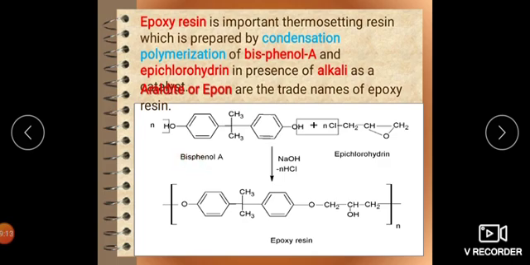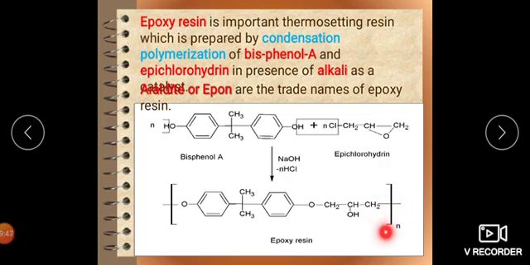After that, third step here, bisphenol and epichlorohydrin get condensed in alkaline medium, forming this epoxy resin. Here the ether linkage is formed, a carbon-oxygen-carbon bond, nothing but the ether linkage, which gets formed in the epoxy resin.